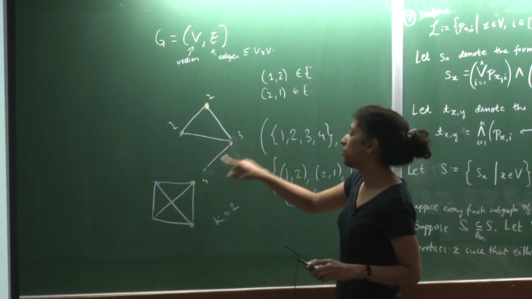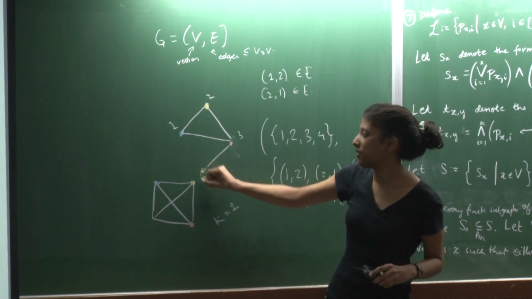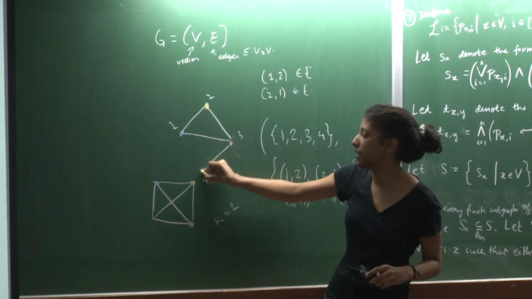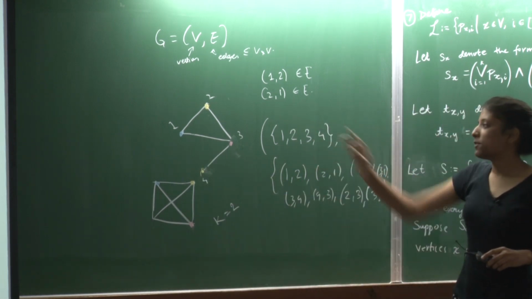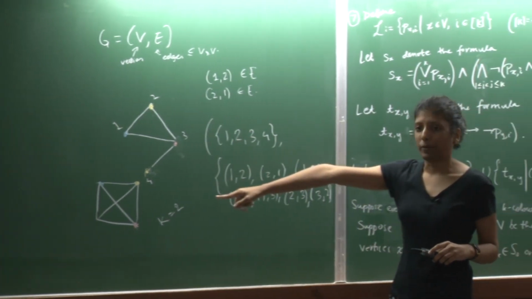Okay, so now you have 2 choices for this vertex 4. Either you can color it red or, blue or yellow. Yeah, so this graph is also not 2 colorable, but it is 3 colorable. This graph is 4 colorable.